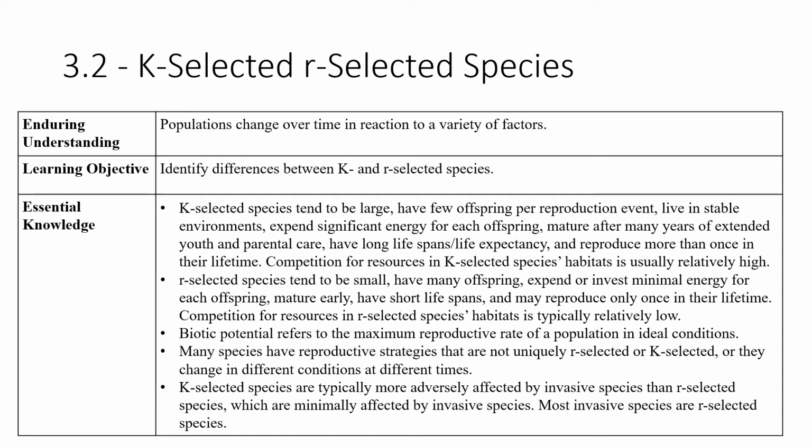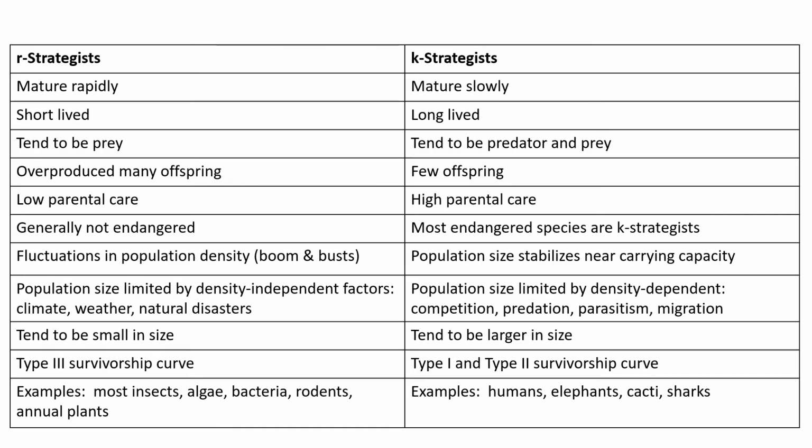And so moving into R and K selected species, depending on the organism, you're going to have a different life strategy. And so our R strategists, for example, insects, algae, bacteria, a lot of rodents like rats, rodents are R strategists. They mature very rapidly. They're very short-lived. They tend to be prey species.